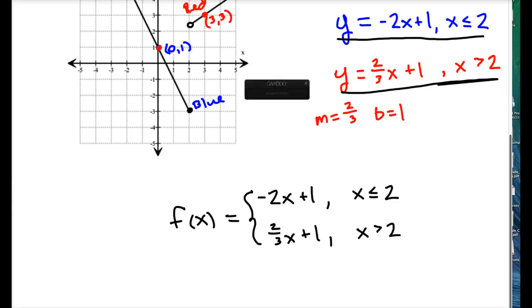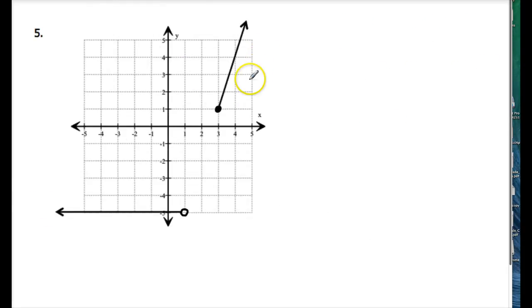We have one more example now, just like that, number 5. Again we have 2 pieces. This piece down here, I'm going to do in blue. It is a horizontal line, so that means this is a constant, at negative 5. So the equation for this one would just be y equals negative 5. Its domain is all x values less than 1, not including 1, so no bar.